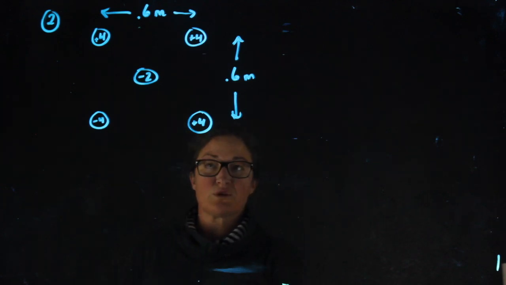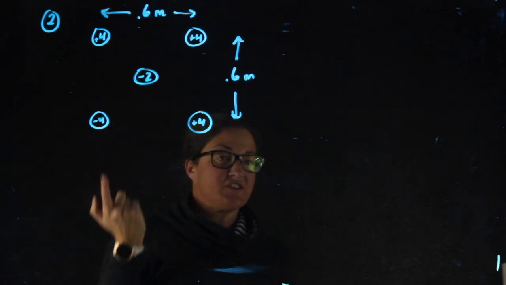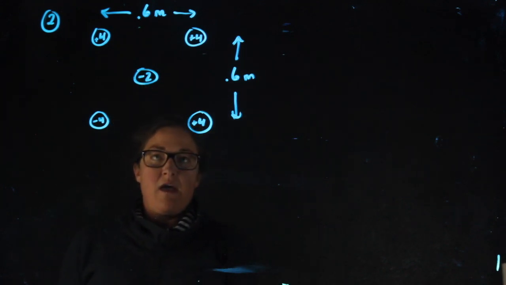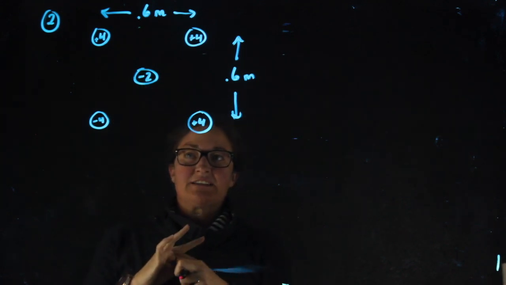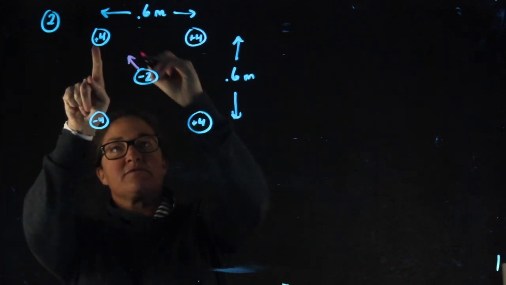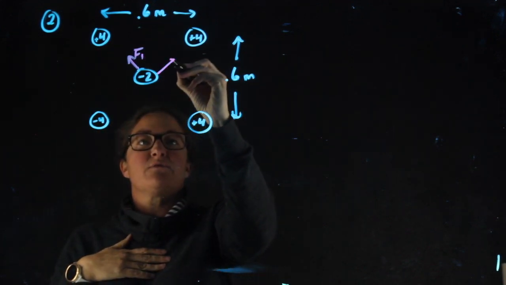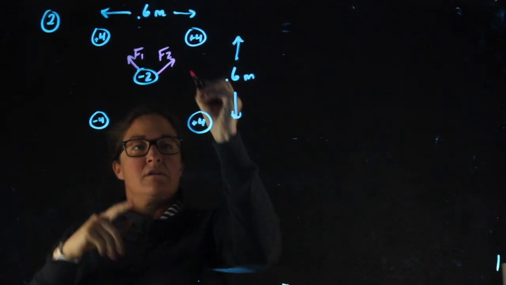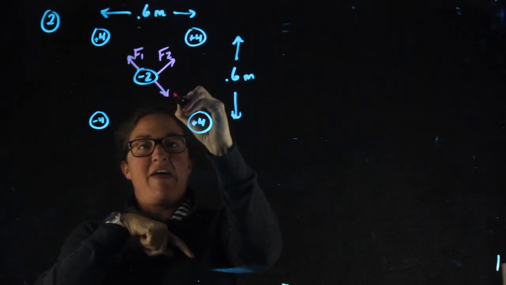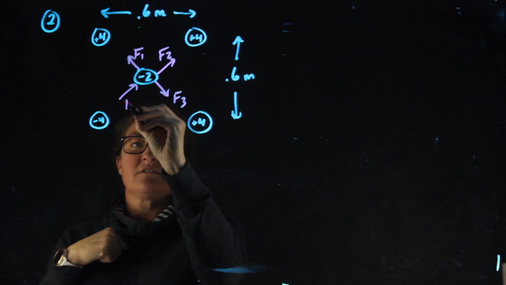Number 2 gives us a square and asks us to find the net force on the charge that's at the center of the square. I'm going to consider all the forces acting on this. We have an attractive force from this corner. I'm going to call that F1. We have an attractive force from that corner, an attractive force from that corner, and a repulsive force from that corner.